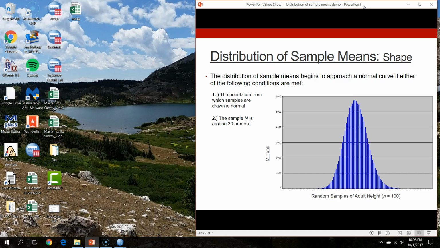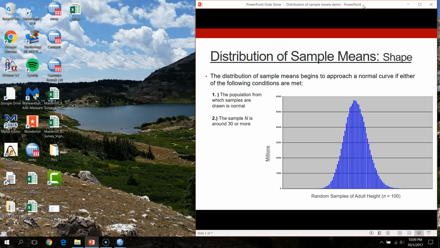Sometimes variables of interest probably don't have a normal distribution in the population. Sometimes we're going to be looking at things like aggression or substance use or other types of variables that are probably going to have a pretty skewed distribution in our target population. Here, the distribution of sample means still approximates a normal distribution as long as we have samples of around 30 or more. That sampling distribution starts to approach normality very quickly.